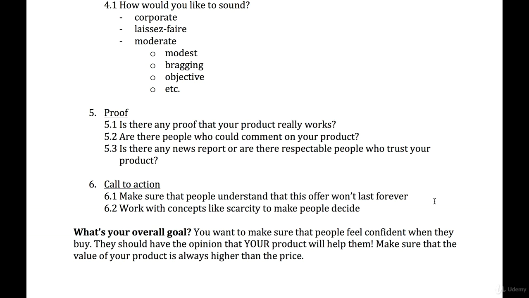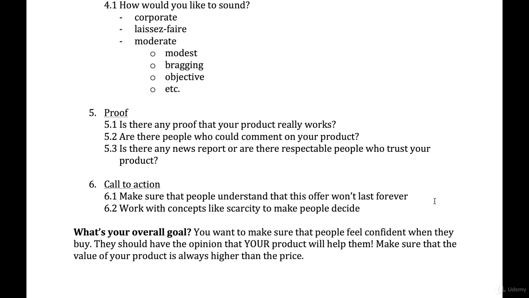So in the end, what we want to do, and this is now the overall goal, we want to make sure that people feel confident when they buy. They have to be confident when they buy our product. They should have the opinion that your product will help them. So make sure that the value of your product is always higher than the price. And this is the one recommendation that I give to all of my students, to everyone that I'm coaching.